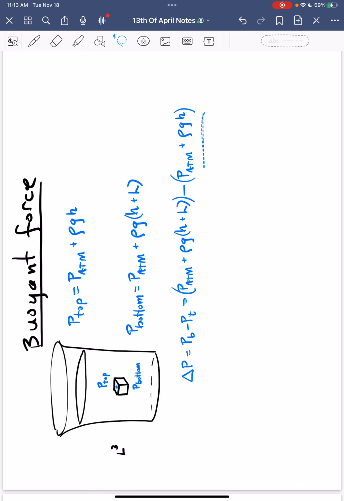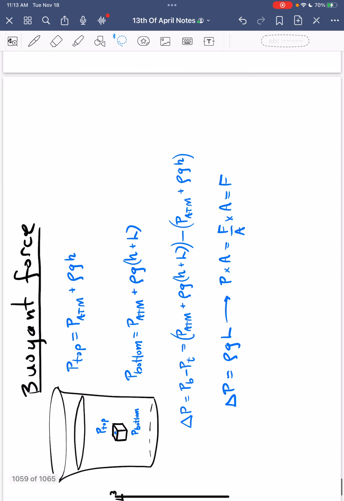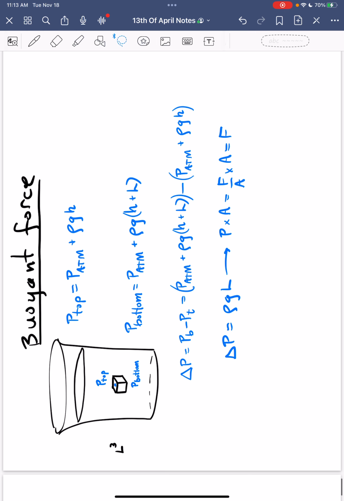And you can see that a number of terms are going to cancel, like the atmospheric pressure term, that'll cancel, and then rho times g times h will cancel here. But what we'll be left with is this, rho times g times L. So that's the extra depth that this cube has in the fluid at the bottom surface of it. So this change in pressure, the difference in pressure between the bottom and the top, is given by this.